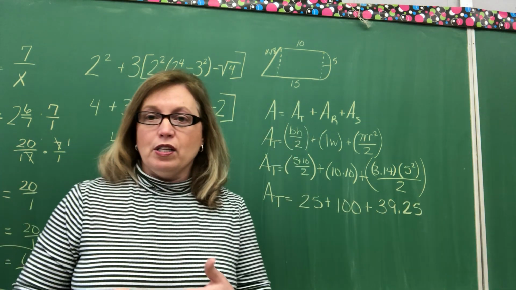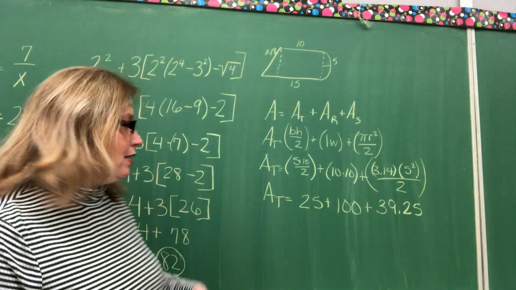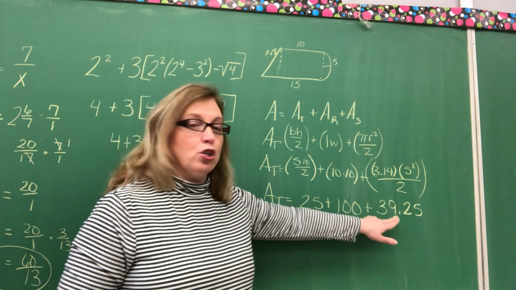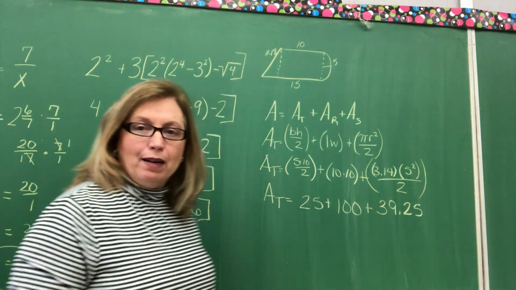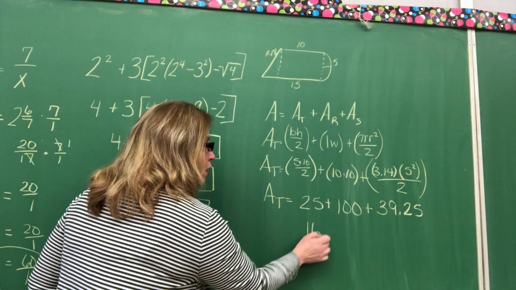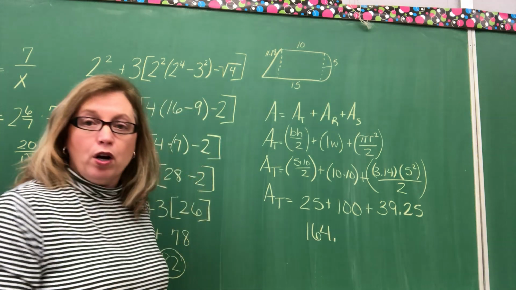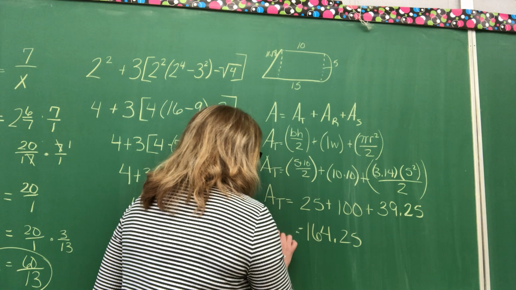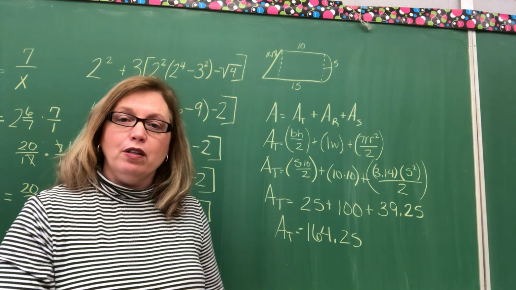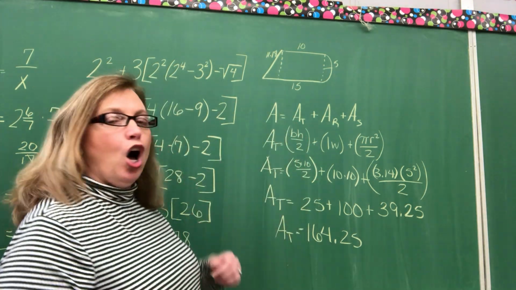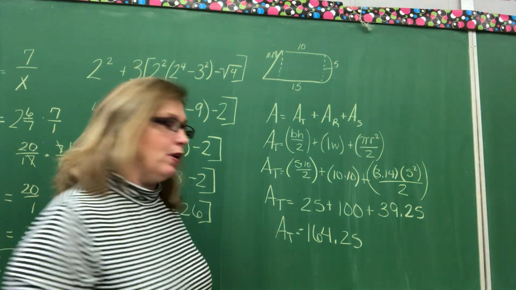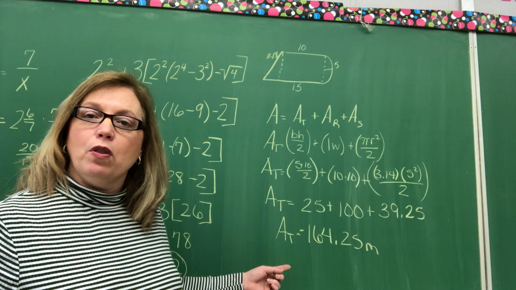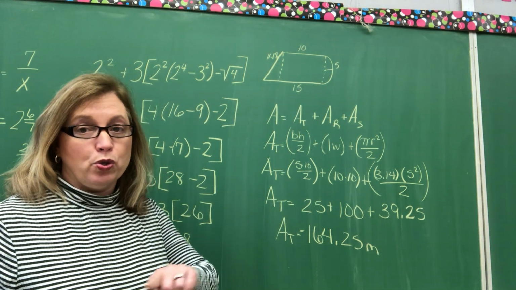Now, we're going to simply add these together. We're going to say 25 plus 100 plus 39.25. When we add them together, we're going to get 164.25. Now, I didn't say this earlier, and I should have given you a unit. So let's just say that this was all measured in meters, okay? And of course, it's meters, but because it's area, we know that it is actually meters squared.